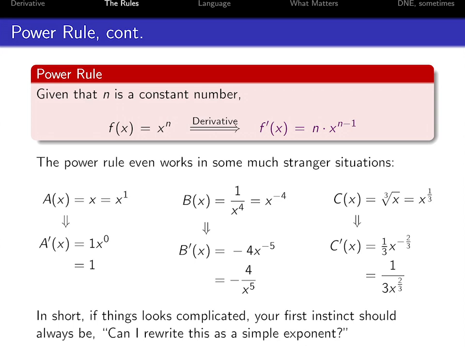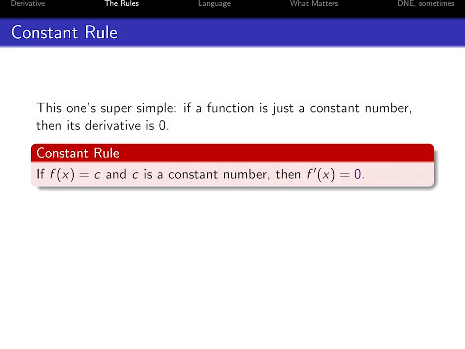Because if it's a simple exponent, we use the power rule, really easy to use. So it's great anytime you can put something in a format where you can apply the power rule. So always think first, how could this be an exponent? All right, we're ready for our next rule, constant rule.